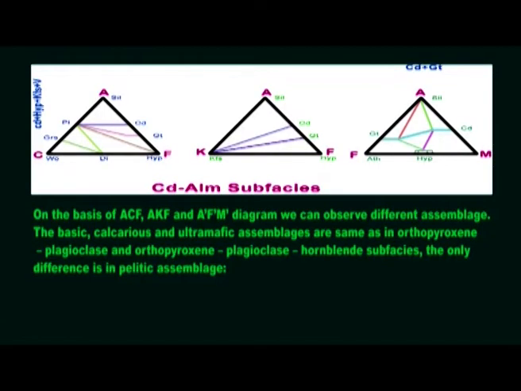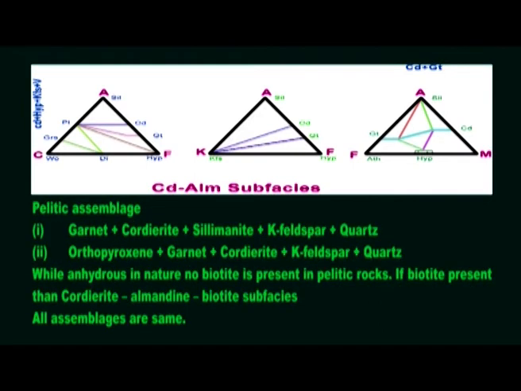Fifth, cordierite almandine subphases. On the basis of ACF, AKF, A-F-M diagrams, we can observe different assemblages. The basic, calcareous and ultramafic assemblages are the same as in orthopyroxene plagioclase and orthopyroxene plagioclase hornblende subphases. The only difference is in pelitic assemblages. Pelitic assemblages: first, garnet, cordierite, sillimanite, potash feldspar, quartz. Second, orthopyroxene, garnet, cordierite, potash feldspar, quartz. Anhydrous in nature, no biotite is present in pelitic rocks.